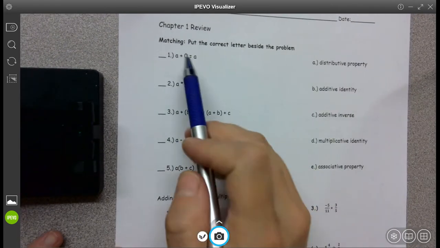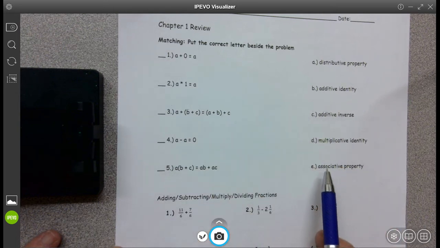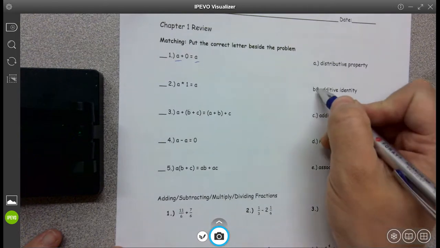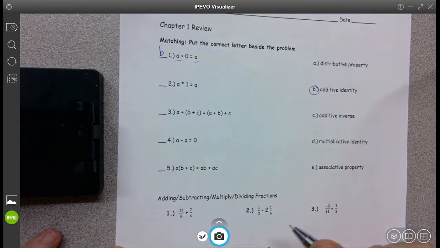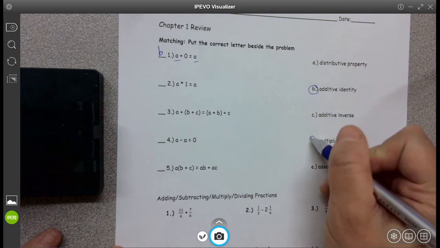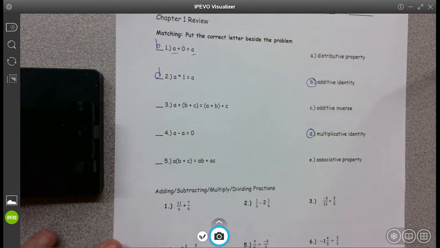Okay. A is being added to 0, and it keeps its identity. So this is the additive identity. Number 2, same thing, except we're multiplying to keep our identity. So it's the multiplicative identity.